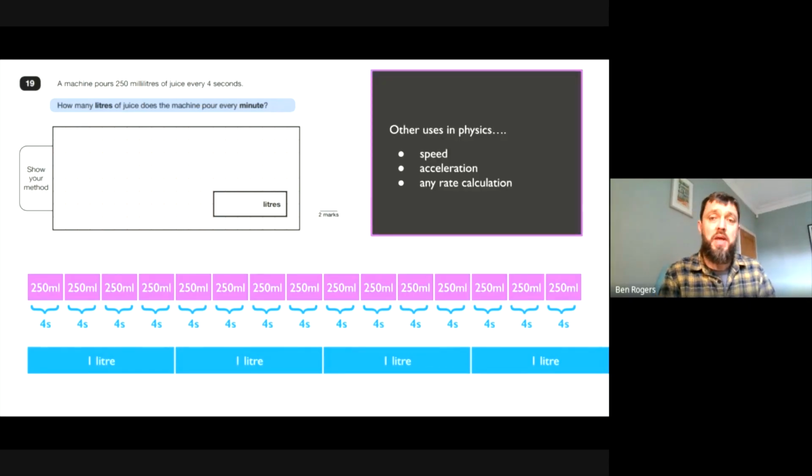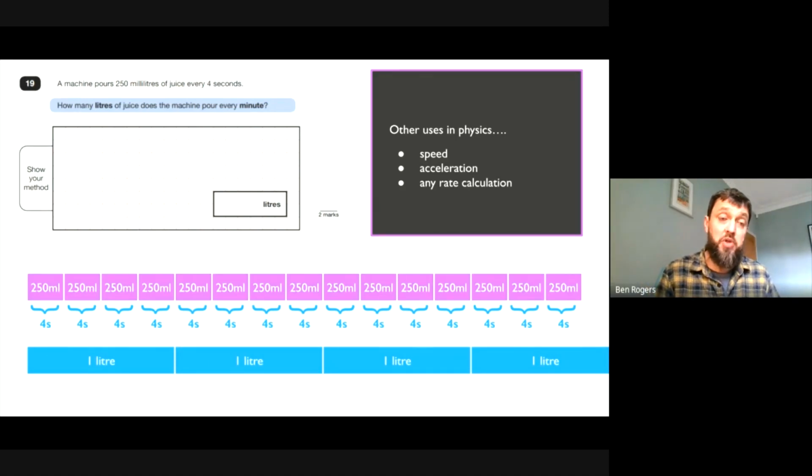But you could use this in anything where we're talking about rates, aren't we? Anything where we've got rates. So that could be you're traveling at, I don't know, 10 meters per second. How far will you have gone in a minute? So you'd need 10 meters, 10 meters, 10 meters. You'd need 60 of those. Well, you probably wouldn't draw that, but you could draw a block and indicate it.